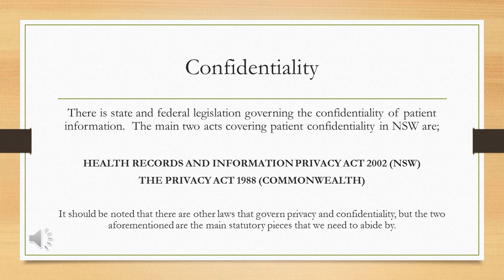There is state and federal legislation governing the confidentiality of patient information. The main two acts covering patient confidentiality in New South Wales are the Health Records and Information Privacy Act, which is a New South Wales Act of Parliament, and the Privacy Act, Commonwealth. It should be noted that there are other laws that govern privacy and confidentiality, but the two aforementioned are the main statutory pieces that we need to abide by.